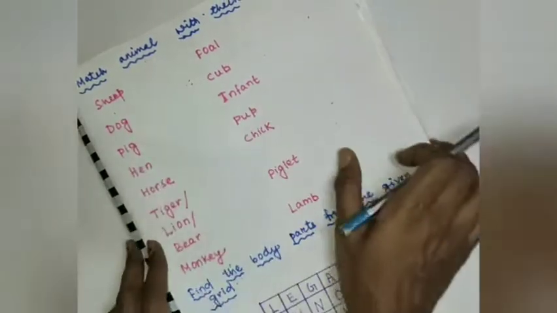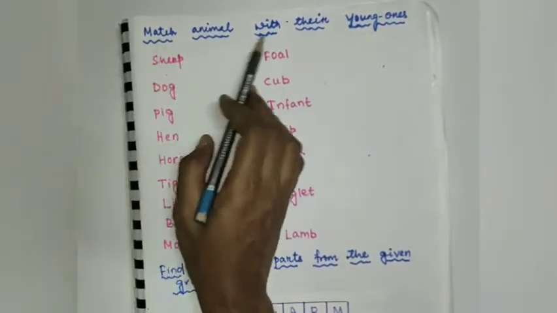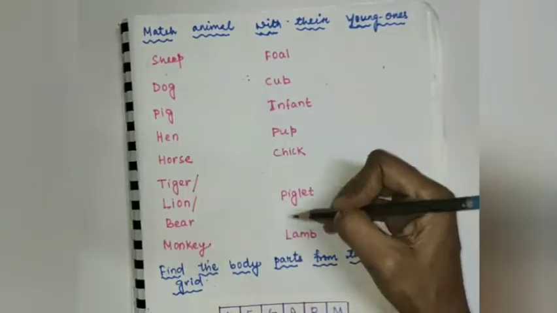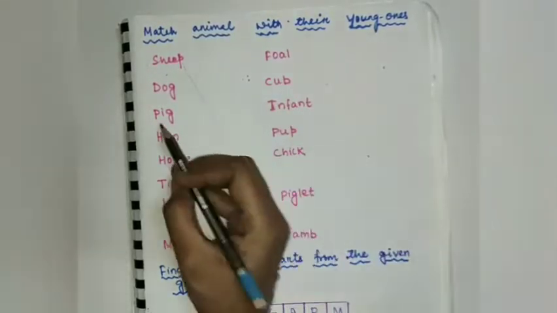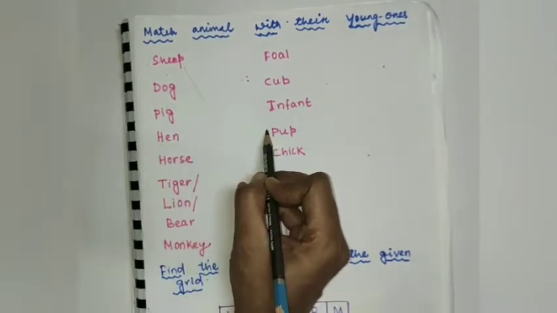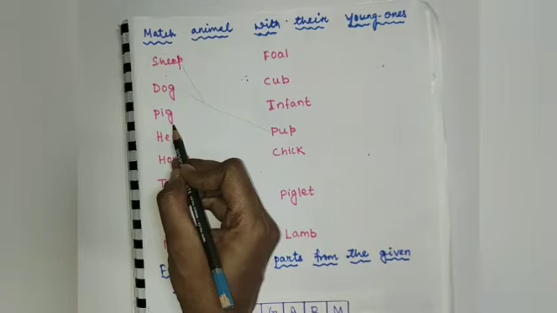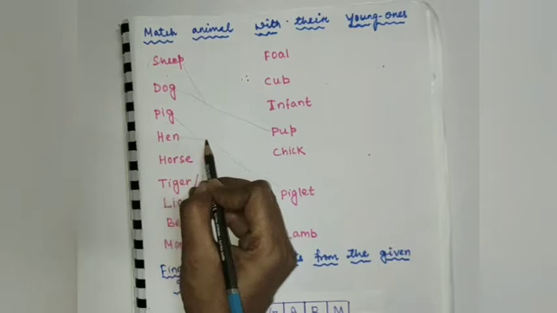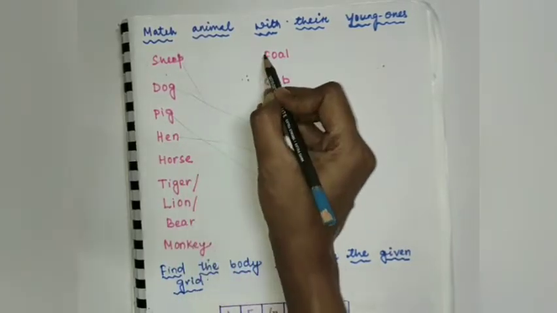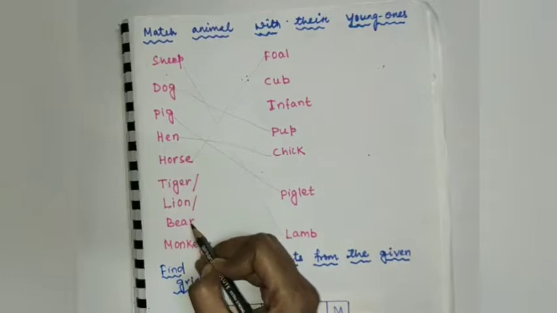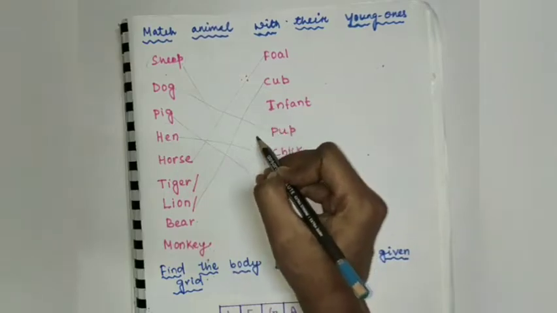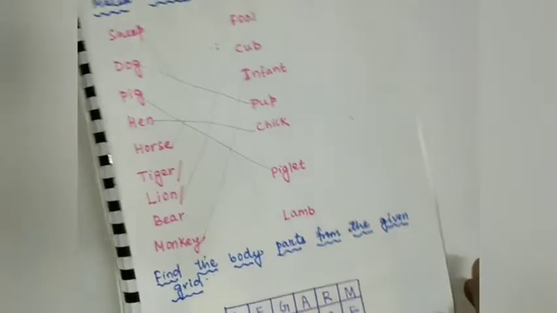Okay, then come to the next activity. This one is match animals with their younger ones or their kids. The young one of a sheep is a lamb. So we draw a line from sheep to lamb. Then the dog's younger one is a pup or puppy. The pig's younger one is a piglet. The hen's younger one is a chick. The horse's younger one is a foal. Then tiger, lion, and bear: every one's younger one is a cub. Then the monkey's is an infant. Draw lines to match.